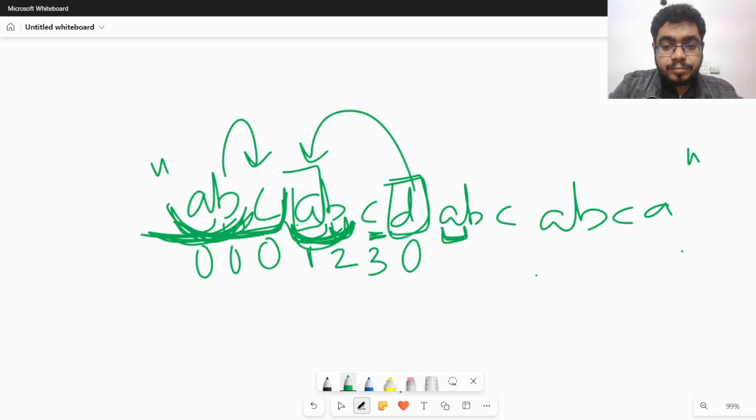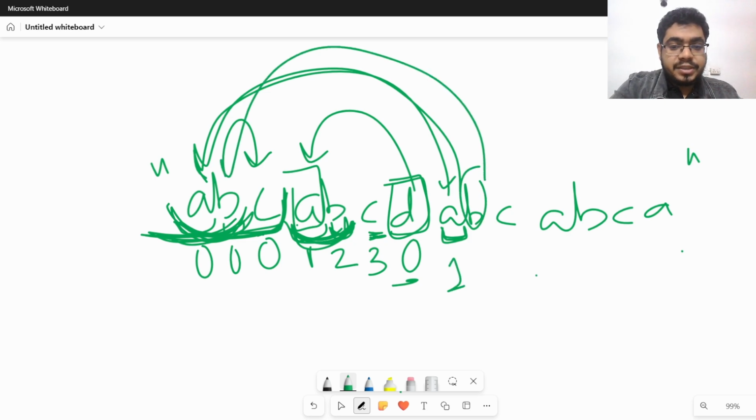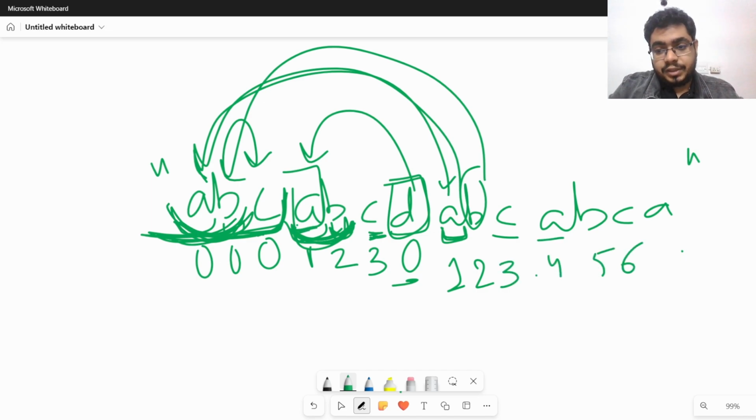Again, A, first character matches, answer for the previous is 0, so first character matches, so answer becomes 1. For B also, second character matches, so answer becomes 2. C also, third character matches, answer becomes 3. A also, fourth character matches, answer becomes 4, 5, 6. So these are all the cases where the character matches with the new character which was to be added.